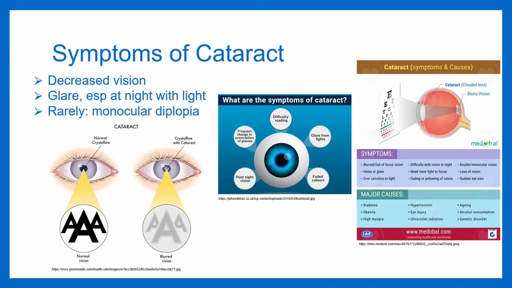Symptoms of a cataract would include decreased visual acuity and glare, especially at night with lights ahead. This is because the uneven refractive index with the opacity of the lens scatters the light as the light enters the eye. And rarely, monocular diplopia may also occur for the same reason.